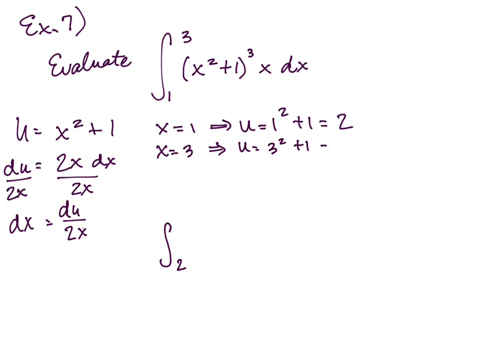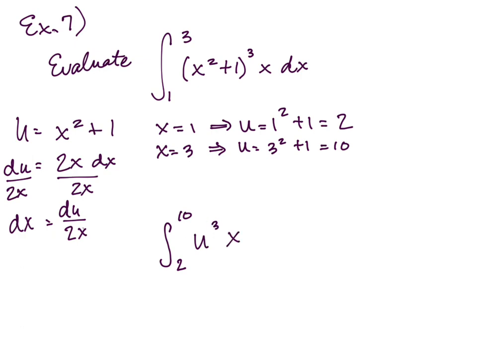3 squared plus 1 is 10. So now we're going to evaluate on 2 to 10 instead of on 1 to 3. Now we're free to carry on with u. We don't ever have to go back to our x. We change the whole world. So now we have 2 to 10, and u was x squared plus 1 cubed, so we're going to have u cubed.